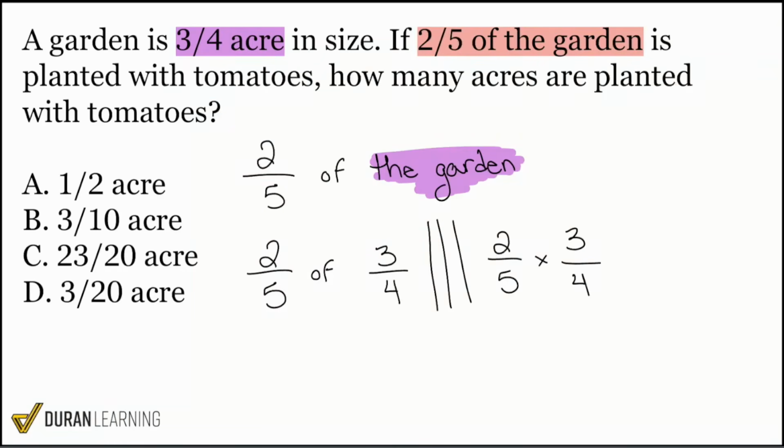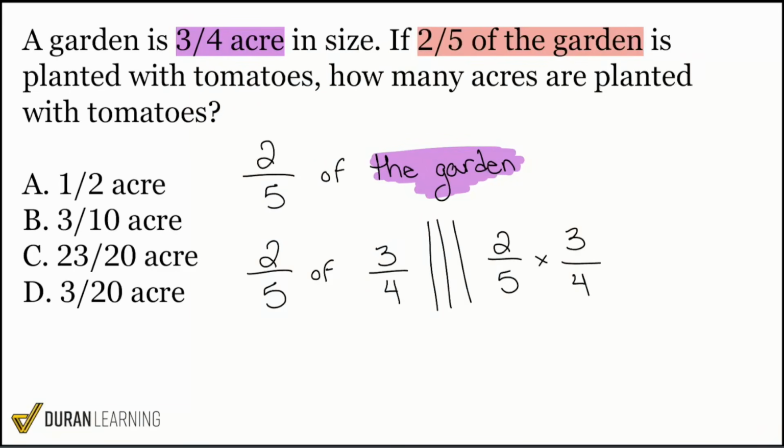This does not say, like, hey, if 2/5 of the garden is planted with tomatoes, it doesn't say 2/5 acres is planted with tomatoes. It says 2/5 of the garden. So you are doing 2/5 of whatever this is, which is going to be multiplication. Had they said, and I'm speaking to those who might feel a little confused right now, that 2/5 of an acre is planted with tomatoes, then that would be super straightforward.